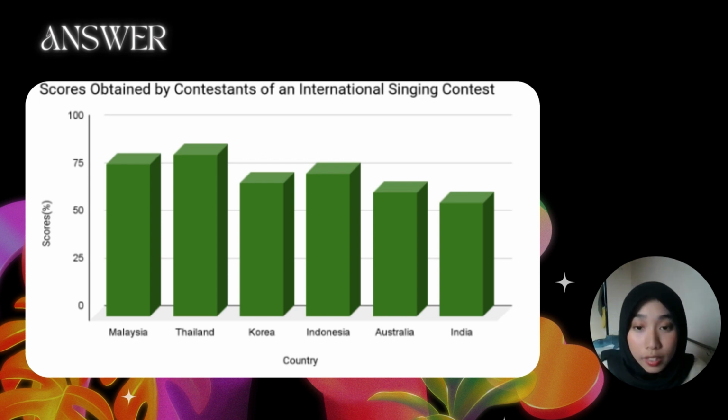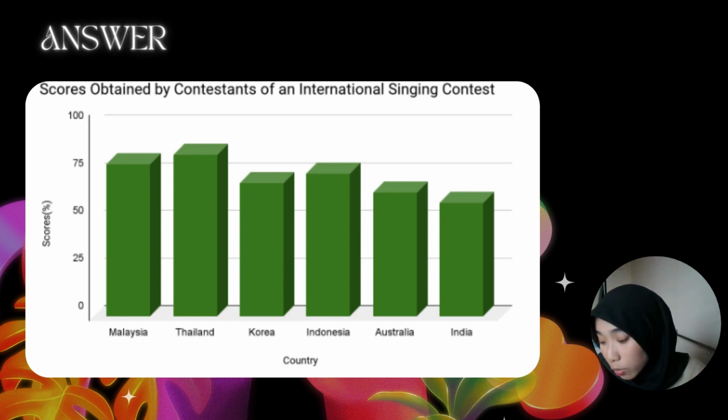And it goes the same for Thailand. They get 8.5 over 10 in the table, but if we convert it into this percentage bar chart, they will get 85%. So the bar is a little bit higher than Malaysia, who get 80, while Thailand gets 85. It goes the same for Korea, but Korea gets 7.0 over 10 in the table. So we convert it into the percentage bar chart, then we get 70%. That's why the bar for Korea is lower than Malaysia.